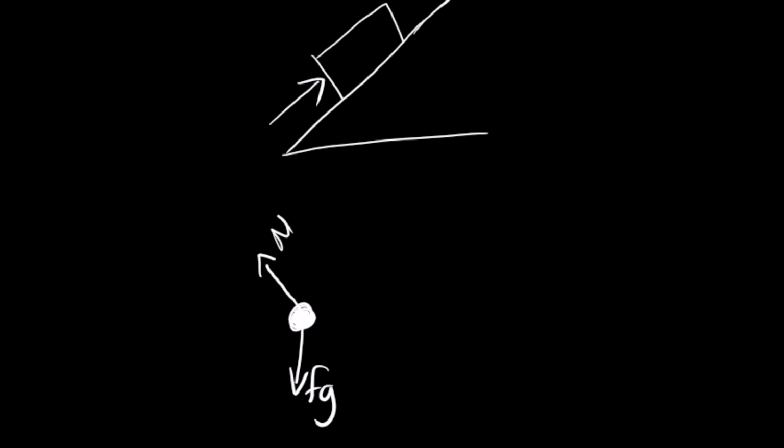The object is being pushed, it goes up on a frictionless surface. The free body diagram, we are going to have Fg. Remember, normal force, it's always perpendicular to the surface. And then we have our force applied.